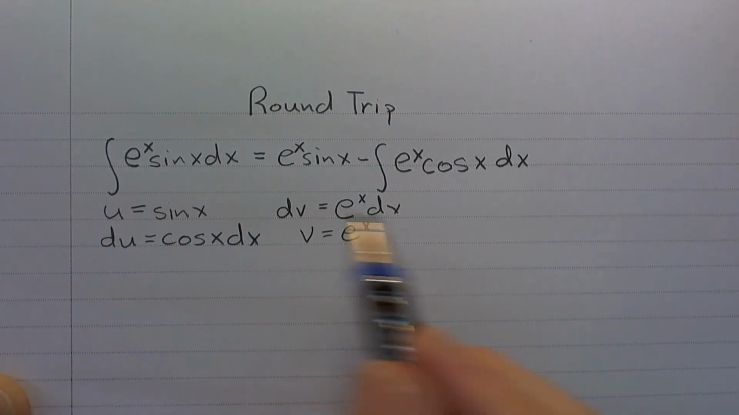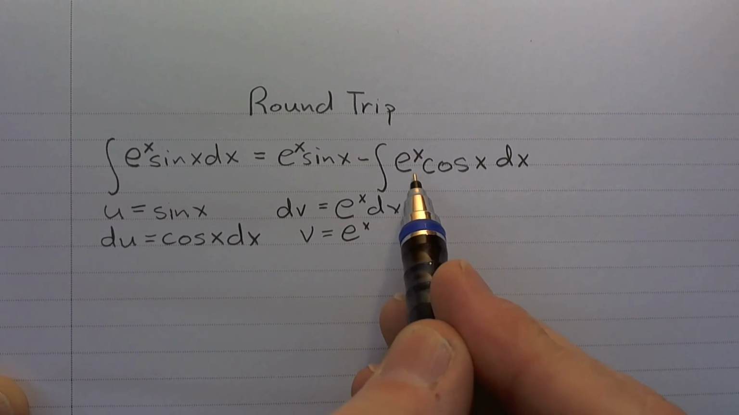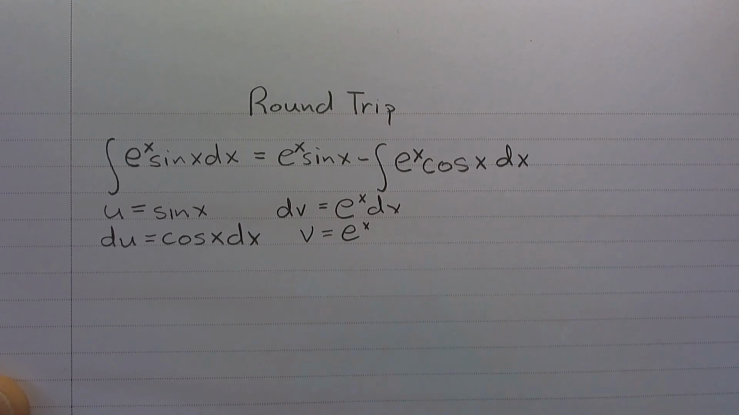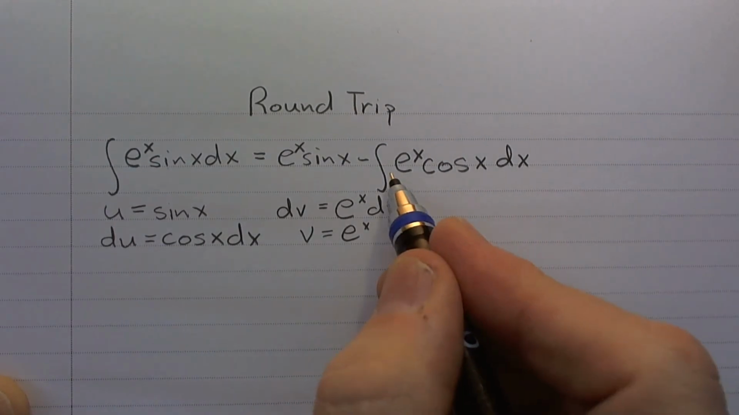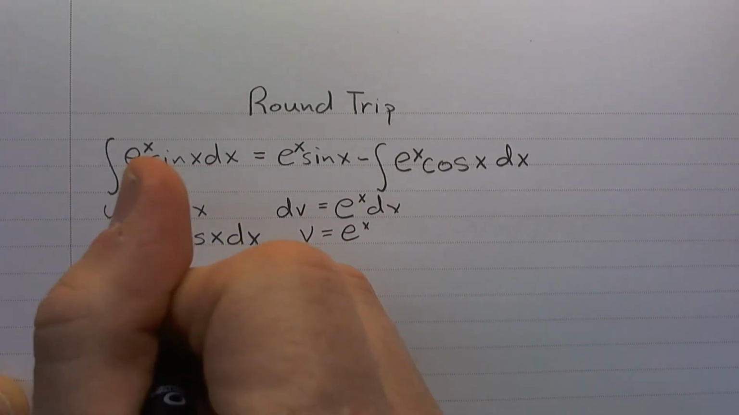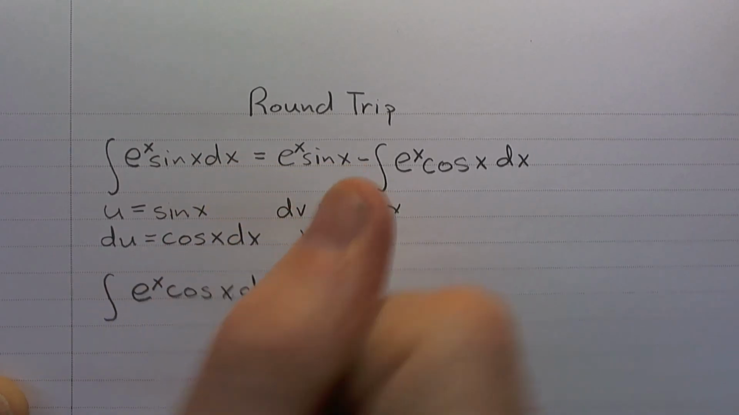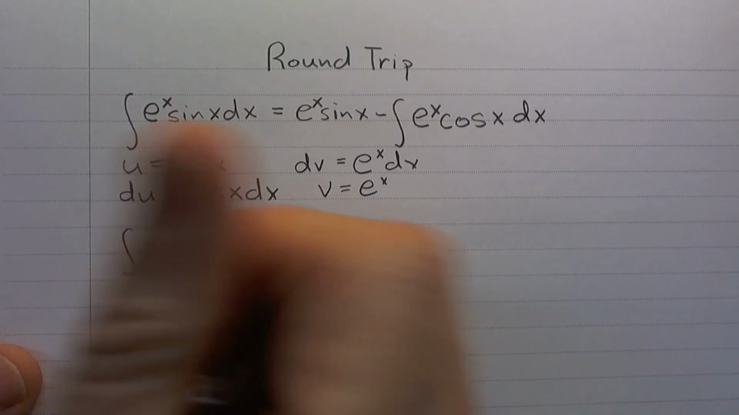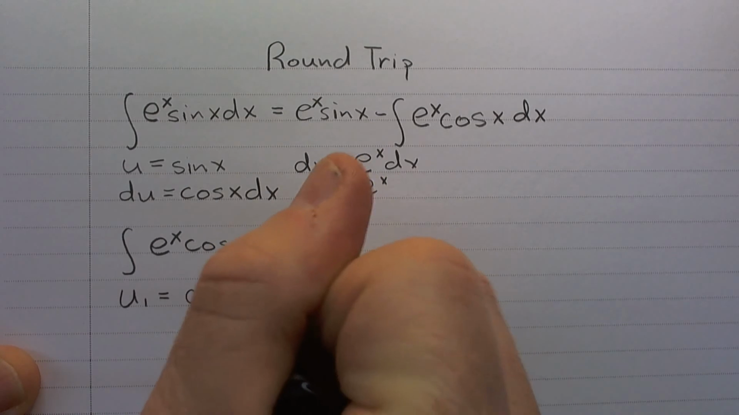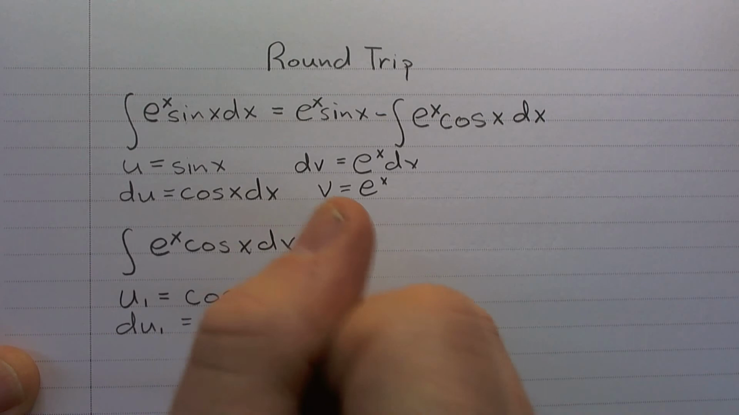Okay, so we've used integration by parts, and notice this integral here is just as bad as this one. So we're going to use integration by parts again. I'm going to take this integral right here, e to the x cosine x, and this time I'm going to let u equal the cosine. I'll call this u1. u1 equals cosine x, and then du1 equals negative sine x.